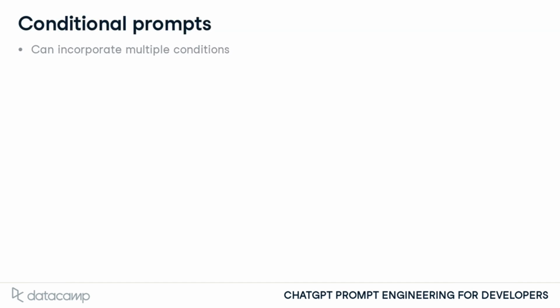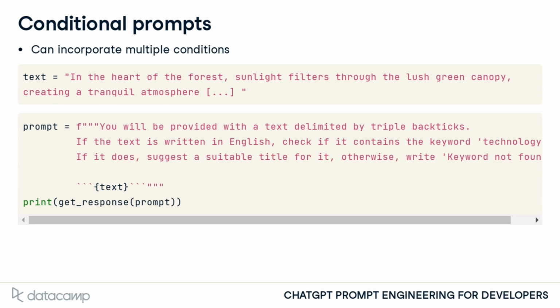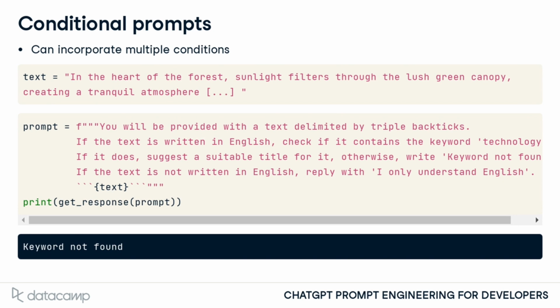We can incorporate multiple conditions in our prompt. For instance, we might tell the model to generate titles only for English texts containing the keyword technology. If the text is written in English, we check if it contains the keyword. If it does, the model suggests a title. Otherwise, it responds with keyword not found. Non-English texts are treated just as before. Now, for a paragraph describing a forest, the model tells us that the keyword was not found.